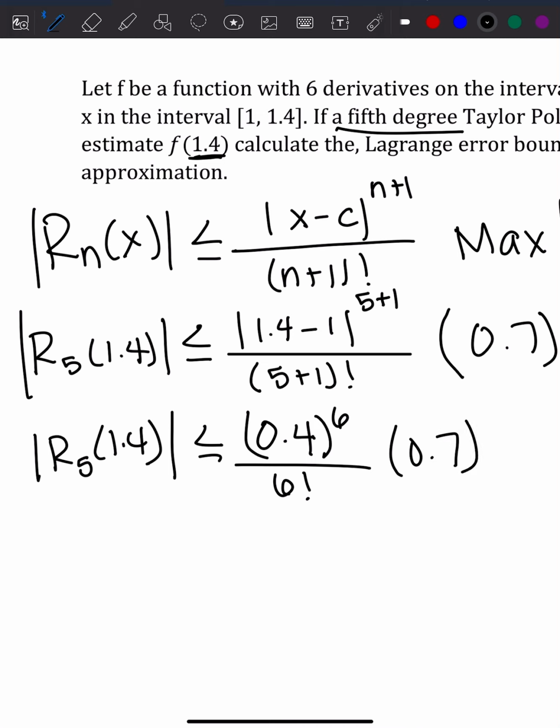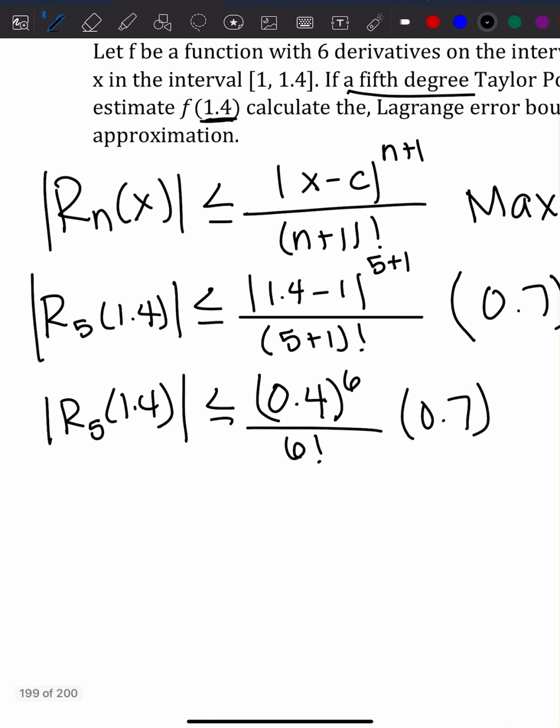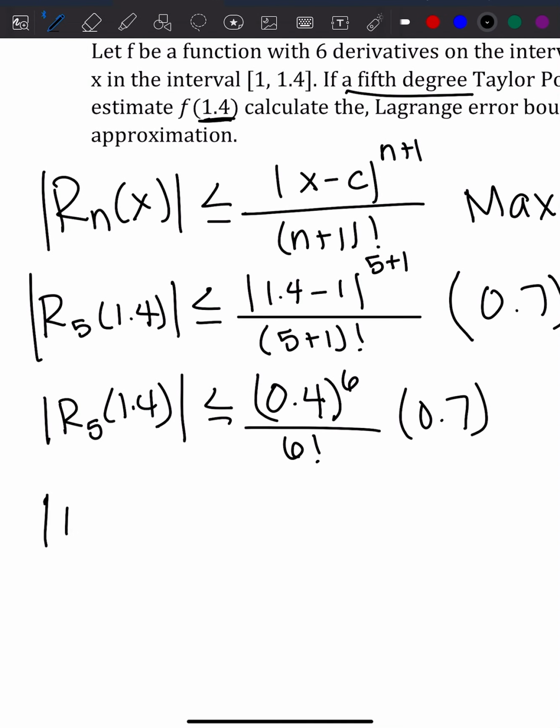This is something that we're going to use a calculator for because error bounds like this are going to be really, really small. So they expect us to use a calculator on this. If we use a calculator on this, we get that the absolute value of r sub 5 of 1.4 is going to be less than or equal to the following decimal, 0.0000398.